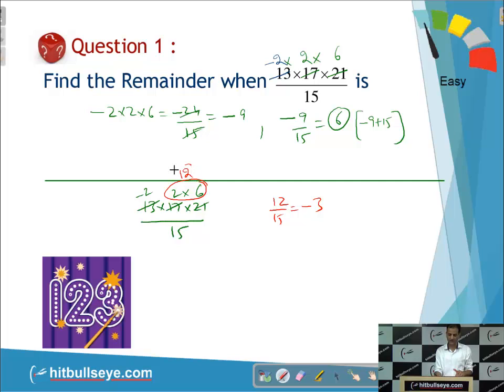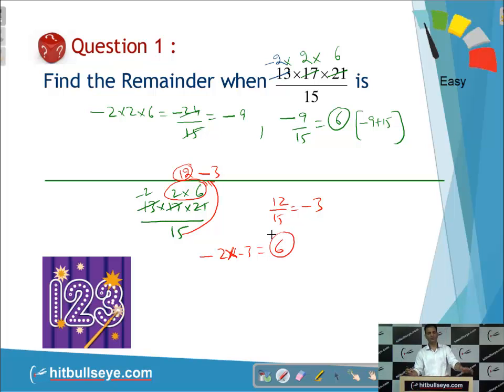And 12 when divided by 15 gives a negative remainder, minus 3. Can I write here, the remainder will be minus 3 when divided by 15? So what is minus 2 into minus 3? It will be plus 6.